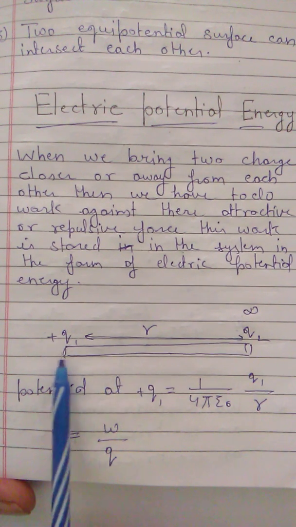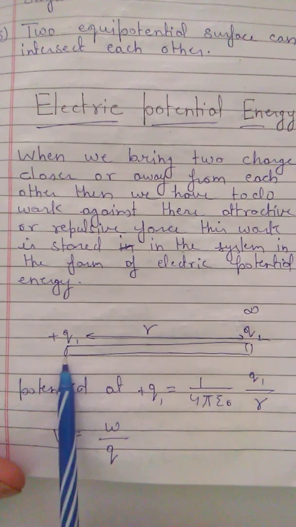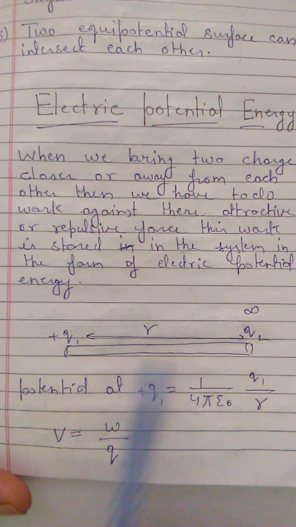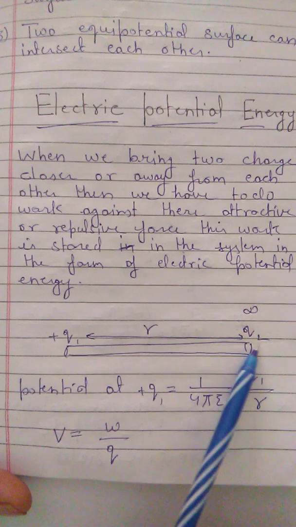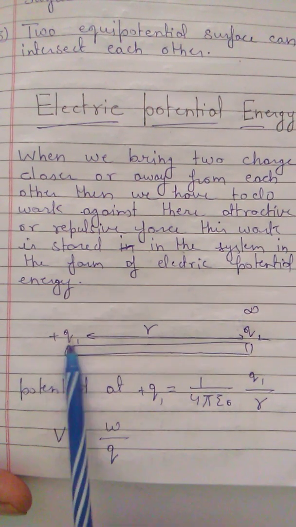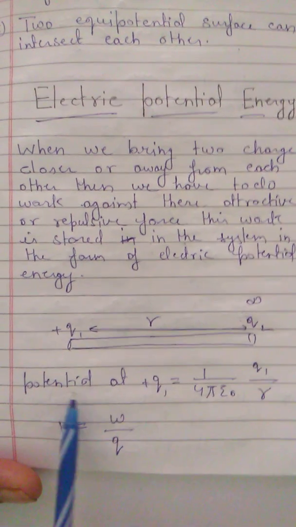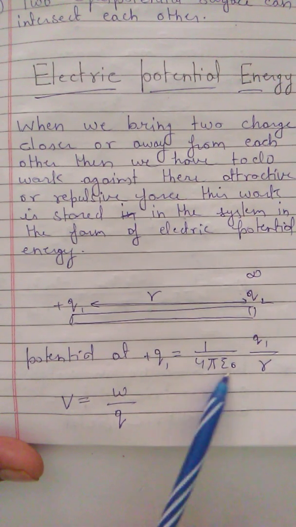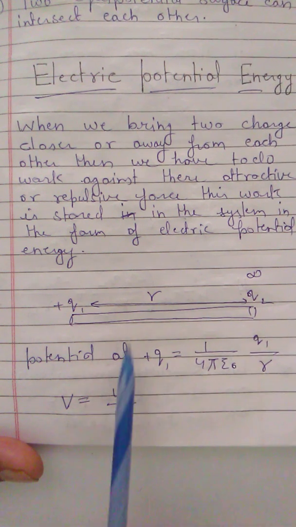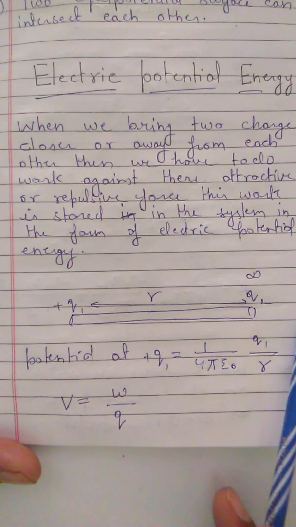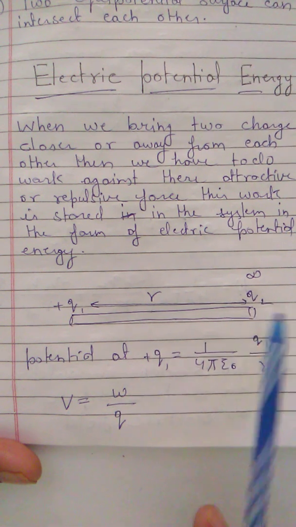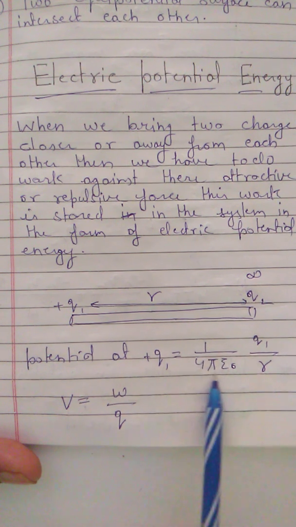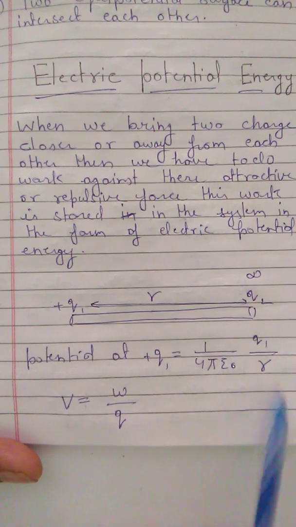Suppose we are having two charges, one is Q1 and the second one is Q2. Q2 is kept at infinity, and we are bringing this Q2 closer to Q1. Then the potential at Q1 is given by 1 upon 4 pi epsilon 0 into Q1 upon R. We are bringing this charge from infinity to a distance of R and calculating its potential, which is created by the charge Q1 and given by 1 upon 4 pi epsilon 0 Q1 upon R.